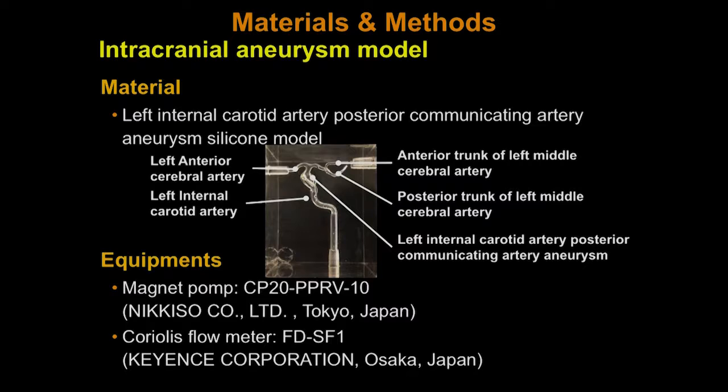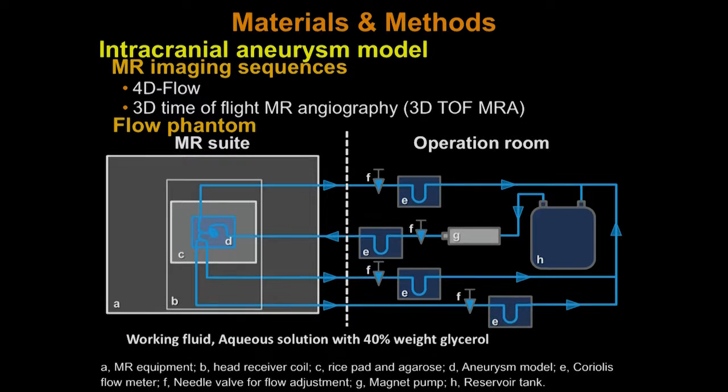We used an internal carotid artery posterior communicating artery aneurysm silicon model. And this is the ICA and the ACA and MCA, and you can see the aneurysm here. And we used the magnet pump and the Coreus flow meter. And we created the closed circuit, and this is the aneurysm model, and this was placed in a receiver coil, and the other equipment are placed in the operation room.